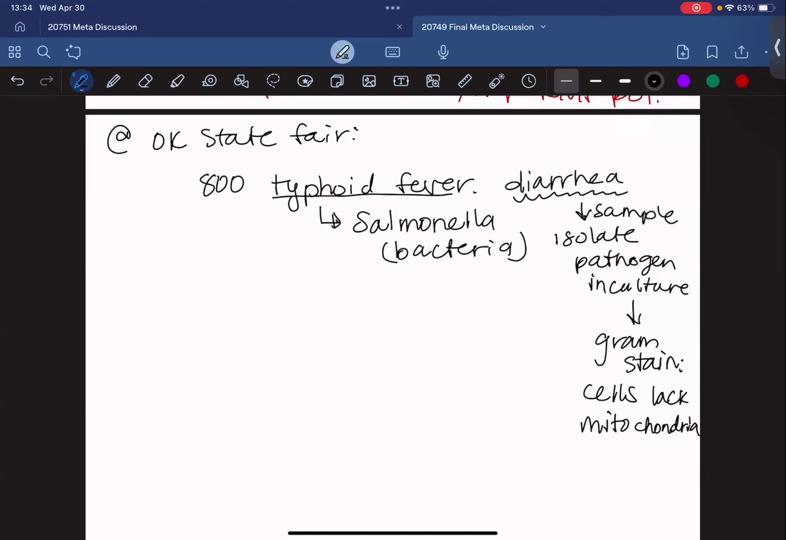Is this in alignment with our diagnosis of salmonella? If we see cells that don't have mitochondria, would that be a correct result if our patients were diagnosed with salmonella? Yes, this is correct, because these are bacteria, and bacteria don't have mitochondria.